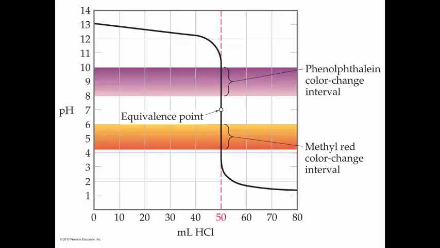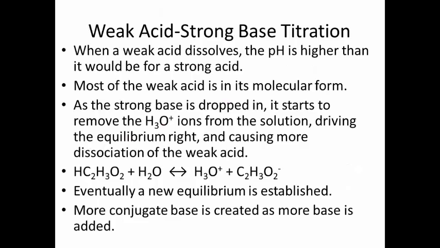Or we can even use methyl red, which is a different indicator that changes from a reddish to a yellowish color, then that's down by the 4 to 6 range, because again that's still in that vertical section. The titration curve will change its shape though if we're going to do a weak acid strong base titration or a strong acid weak base titration.